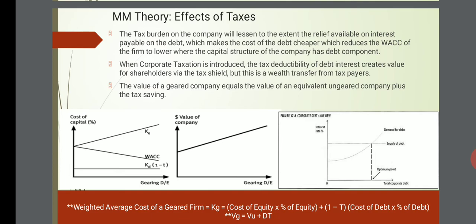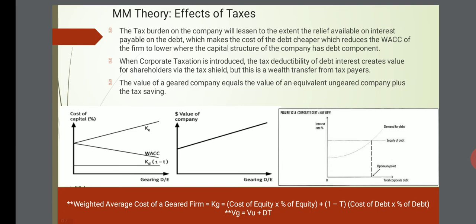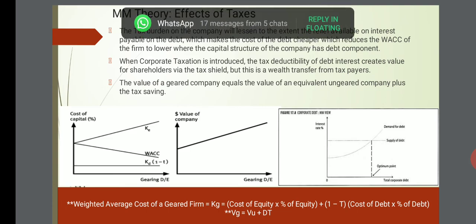Effect of taxes. The tax burden on the company will lessen to the extent of the relief available on interest payable on the debt, which makes the cost of debt cheaper, which reduces the weighted average cost of capital of the firm where the capital structure of the company has a debt component. When corporate taxation is introduced, the tax deductibility of debt interest creates value for shareholders via a tax shield, but this is a wealth transfer from taxpayers. The value of the geared company equals the value of the equivalent ungeared company plus the tax savings.